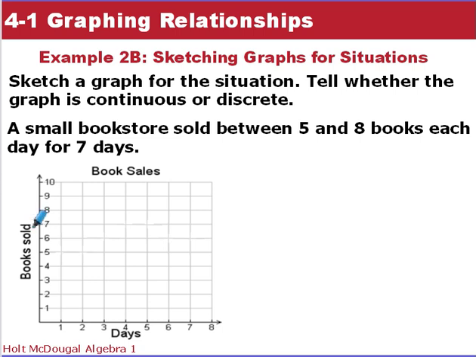So on this graph, notice again, it's very important where our axes are labeled. Books sold is our dependent. Number of books sold is dependent upon number of days. And the title on the graph is book sales. So very important in how you label your axes.